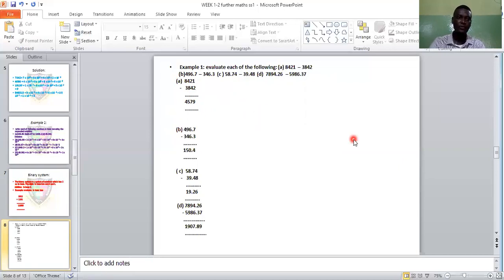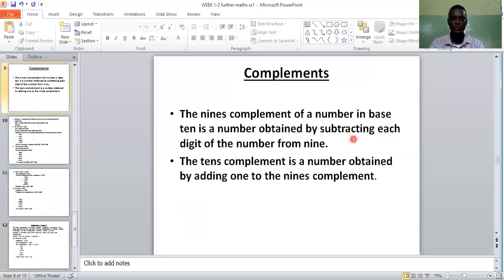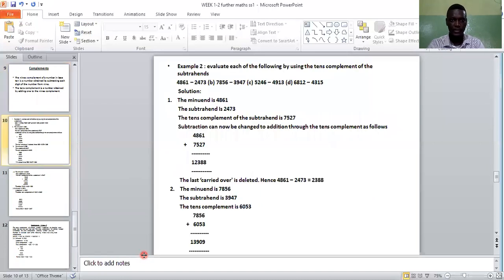So let's go to our main focus for today, which is complement. Okay, let's talk about the ninth complement. The ninth complement of a number in base 10 is a number obtained by subtracting each digit of the number from 9. The 10th complement is a number obtained by adding 1 to the 9th complement. So if you are going to use this particular complement method to subtract, let's see how to do that. Let's go to the next slide.